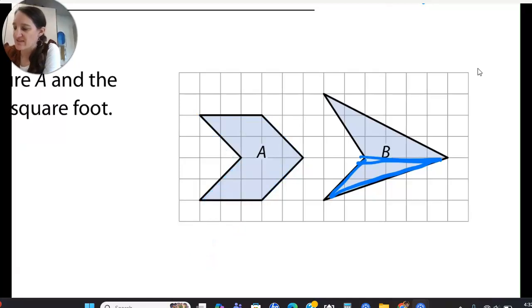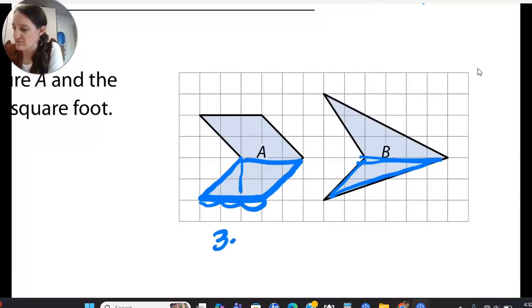Okay, let's start over with A. So I'm going to just take this and then I'm going to double it. So this is 1, 2, 3. 3 times, it's just 2. 3 times 2 is 6, and there's 2 of them, right? So we have 6 and 6, which is 12.